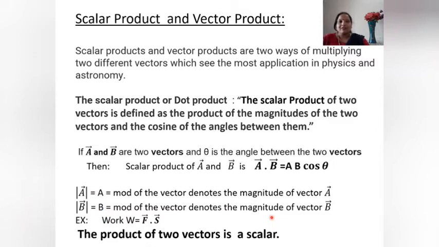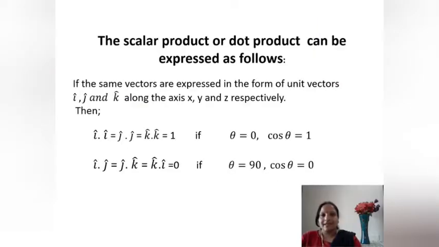An example for the scalar product is work. Work is equal to vector F dot vector S, and work is a scalar quantity. Force is a vector, displacement is a vector, and the product of two vectors is a scalar. That's why this dot product is also known as a scalar product. The scalar product or the dot product can be expressed as follows.